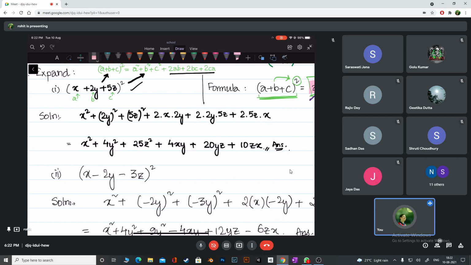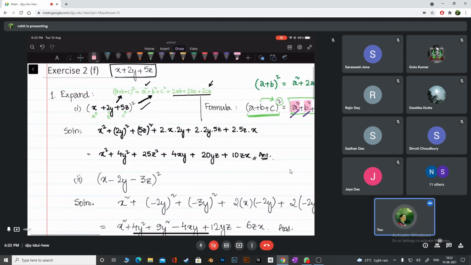So let's proceed. Okay, now we apply. Now we have negative numbers also. Let's see how to apply. But I think till now you are clear.